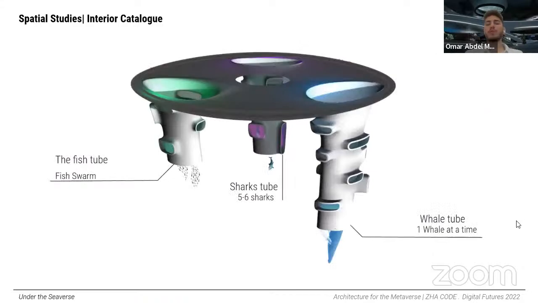Another spatial module, which is a main element of our main combinational plan, is this space, which houses 3 funnels, each for a specific sea creature. For example, on the right, we've got the whale cube, which could house 1 whale at a time at an exhibition. The middle one, which is the shark cube, could house up to 5 to 6 sharks at one exhibition time. And the left one is the fish cube, which could house a single fish swarm for an exhibition.